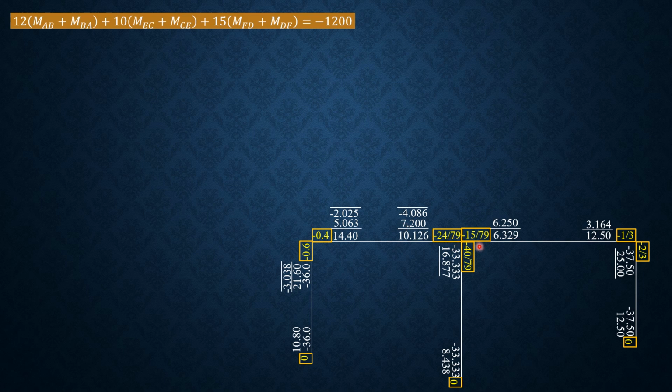Same quantity times negative 15 over 79, negative 2.554 lakh. Same quantity times negative 40 over 79, negative 6.810 lakh. Negative 3.164 times negative 1/3, negative 1.055 lakh. 3.164 times negative 2/3, negative 2.109 lakh.